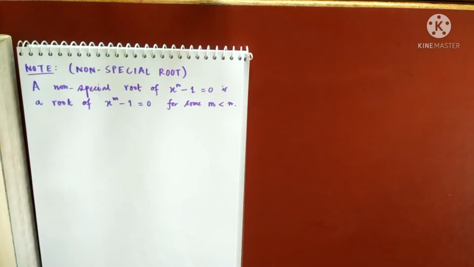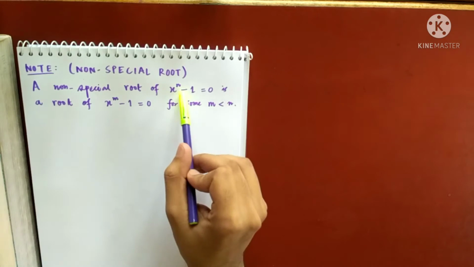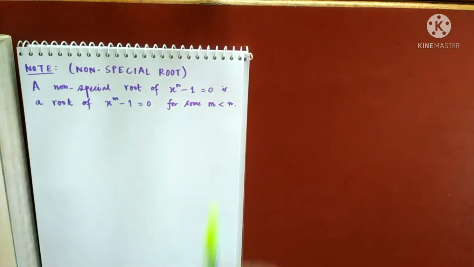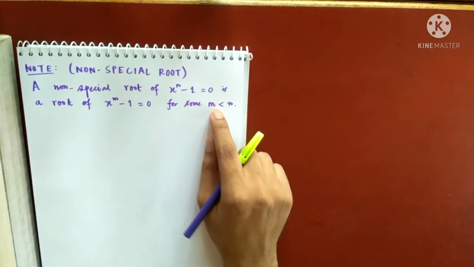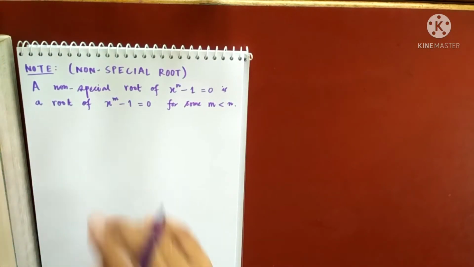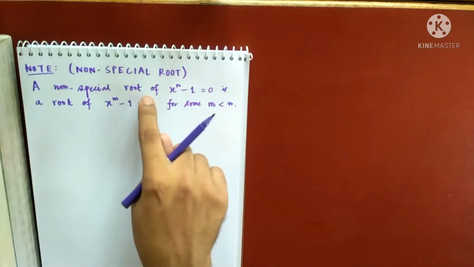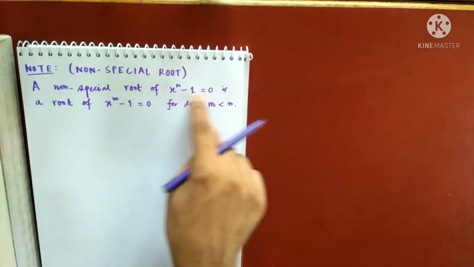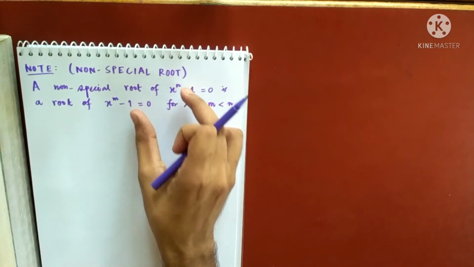So I know when I have a non-special root to this equation, then that will be a root of this kind of equation for some lower power. Okay. Now we will try to simplify this, because it is not possible to check for all the integers less than n. It will take a lot of time. So now how do we do this? Suppose the name of that non-special root is alpha. So alpha is a root of this, and alpha is a root of this. Therefore, alpha is a common root to both of them.